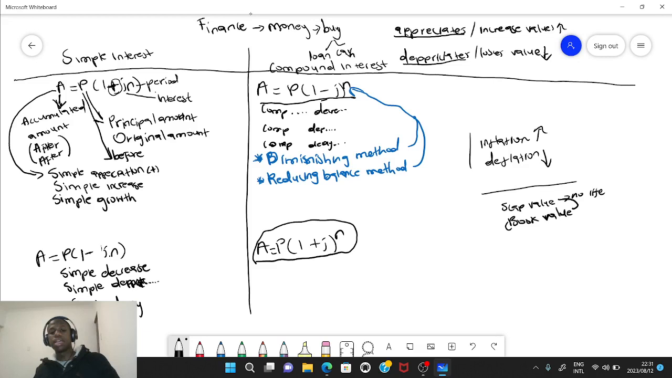Since the main thing that we need to focus on are these special ways, the diminishing method as well as the reducing balance method, right? And on simple interest, they may use the straight line basis. You already know the straight line method or the straight line basis refers to a simple decrease, while the diminishing and the reducing balance refer to a compound decrease, right?